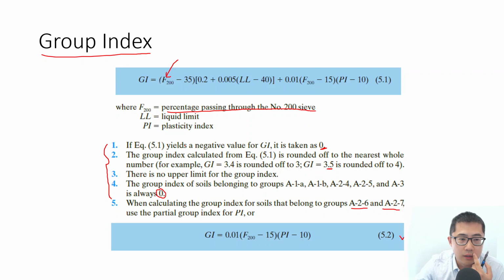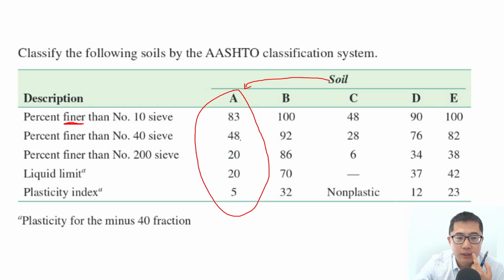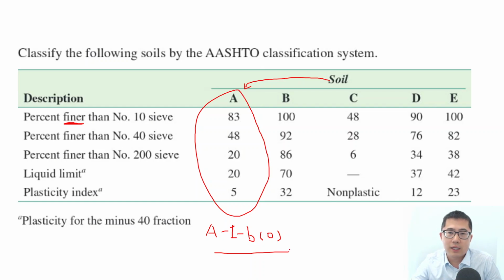But anyway, we have A-1-b, and if you recall, the group index for A-1-b is going to be 0. So the answer for this material is going to be A-1-b, and you put the group index in parentheses just right after your soil. So that is your definition. That is the classification using the AASHTO system. Definitely try that again for B, C, D, and E.